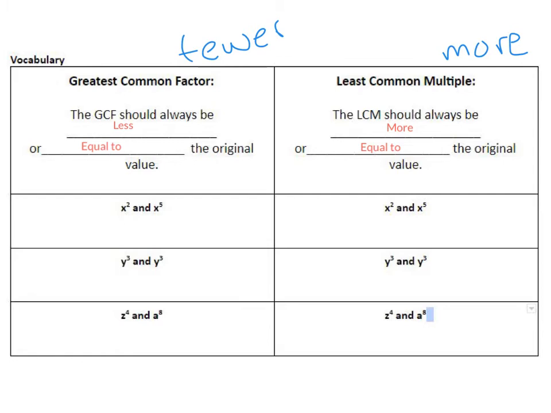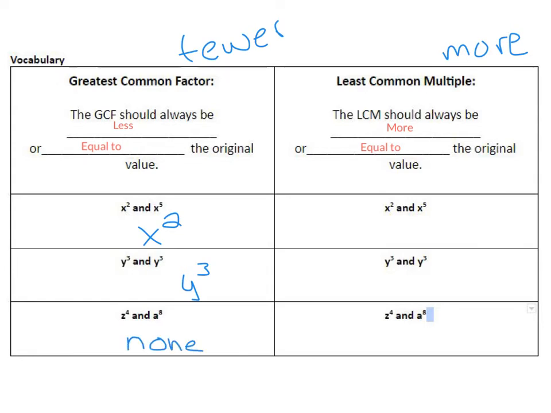So when we look at the greatest common factor and we think less, and we are trying to find the GCF of x squared and x to the fifth, we want to think the lesser one. So that's going to leave us with x squared. If we look at y to the third and y to the third, they're the same thing, so it's y to the third. And if we look at z to the fourth and a to the eighth, now we're looking at two completely different variables, so clearly they do not have any common factors. So in this case, we would say none.